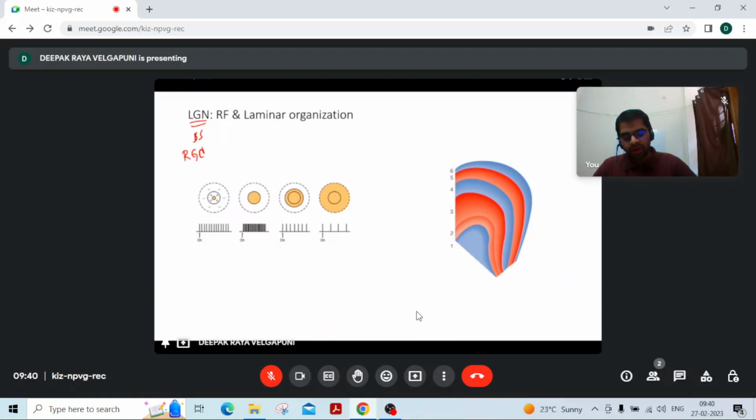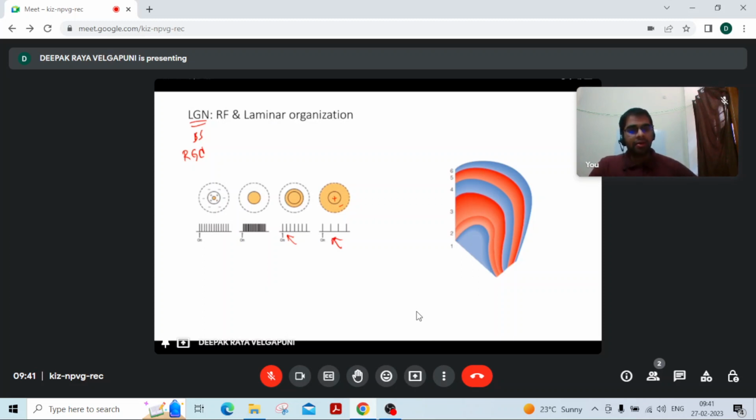At the center spot you have high firing, and when you fill the spot you have still higher firing. Once the light extends outside the excitatory area, slowly the firing rate decreases, and when it fills everything, both are getting utilized and you have a baseline activity. So it's the same way. LGN also has a receptive field structure similar to that of retinal ganglion cells.